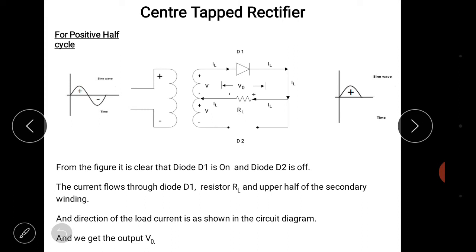The current flows through diode D1, resistor RL and upper half of the secondary winding, and direction of the load current is from right to left, and we see that we are getting the output. For positive half cycle we are getting almost same output as we can see in the rightmost part, and we are getting the output voltage V0.